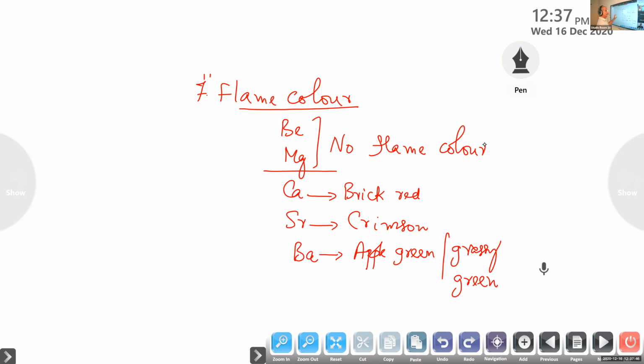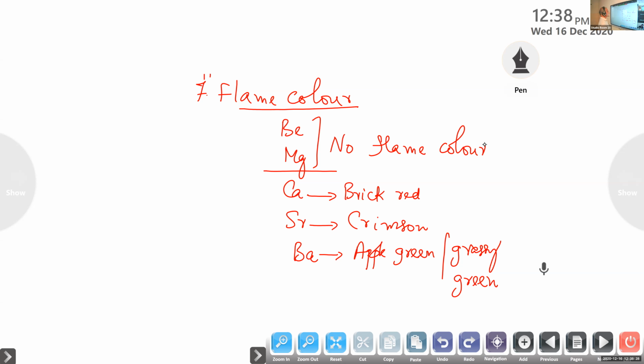Beryllium and magnesium are smaller atoms and the outermost electrons are held strongly, so they cannot be easily excited by absorbing energy from the flame. So there is no excitation of electron, no falling down of the electron from the excited state to the ground state, so there is no production of the flame color. So beryllium and magnesium do not produce any flame color.